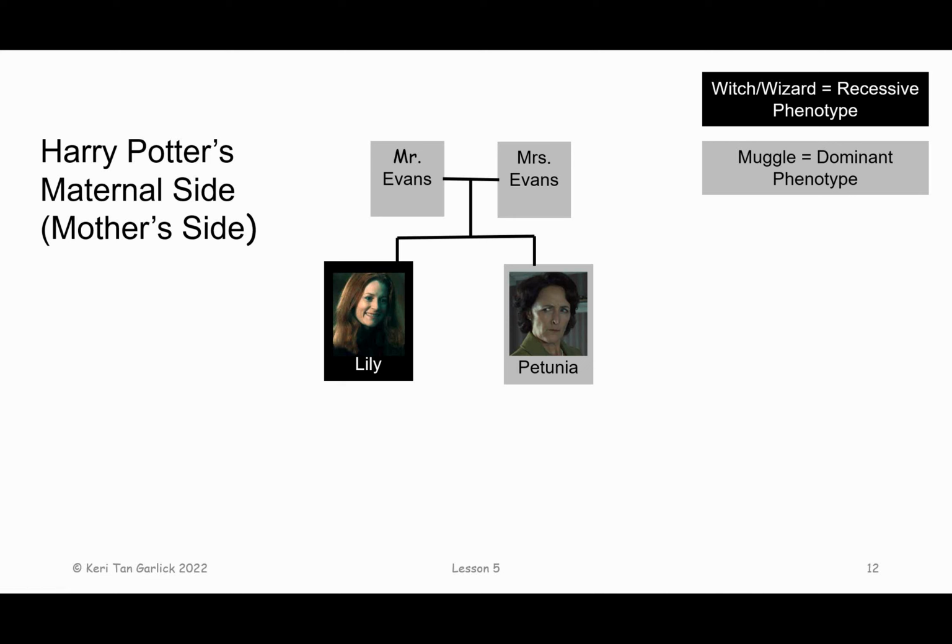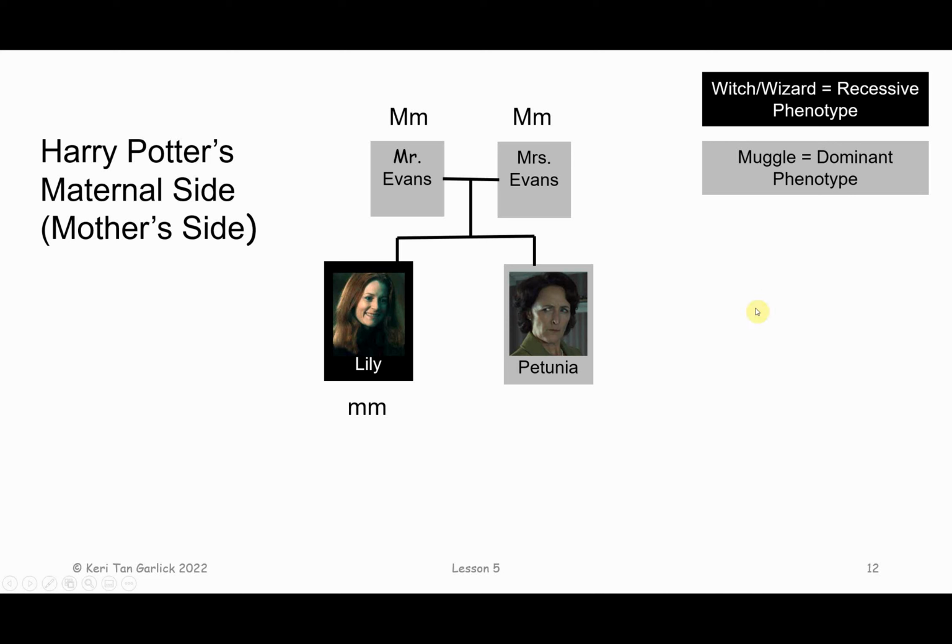Now let's look at the maternal side, because that one's actually more interesting. What we see with Lily is that she does have the magical alleles, and she does have the magical trait, but both of her parents did not. Both of her parents were muggles. And so what that tells us is that if an offspring has a recessive trait, both parents need to be heterozygous, because for Lily to get two little m's, she needed to get one from each parent. So both parents must be carriers to give her the ability to do magic.